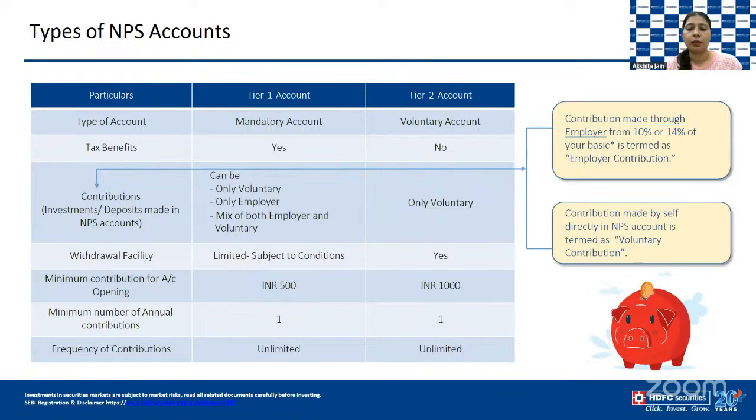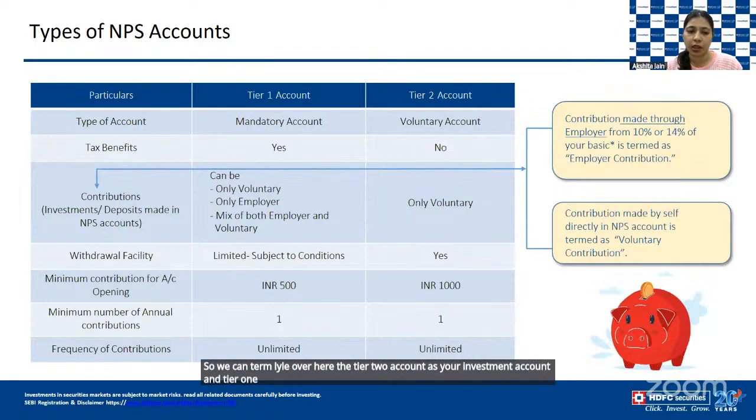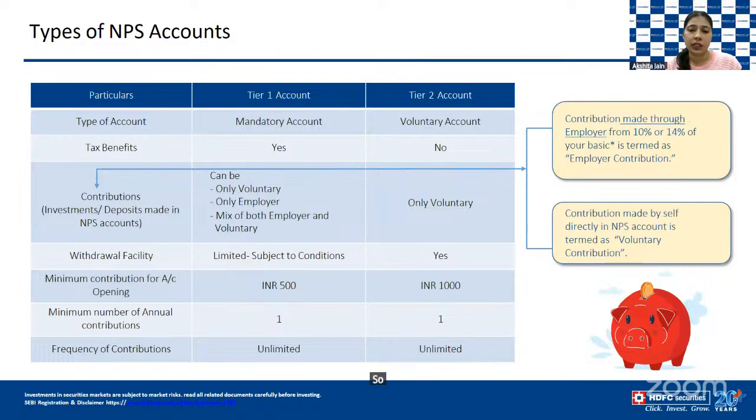So we can term, Lyle, over here the tier two account as your investment account and the tier one account as a tax benefit account where you invest to get the maximum tax benefit. And also currently there are many tax saving tools available in the market. So why should one invest in NPS when there are different tools available in the market to invest?